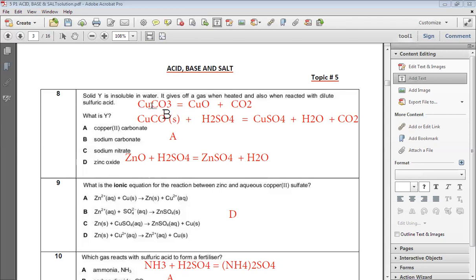Equations are given. Copper carbonate, when heated, produces copper oxide plus carbon dioxide. When solid copper carbonate reacts with sulfuric acid, it also produces copper sulfate, water, and carbon dioxide. So option A is correct for question number 8.